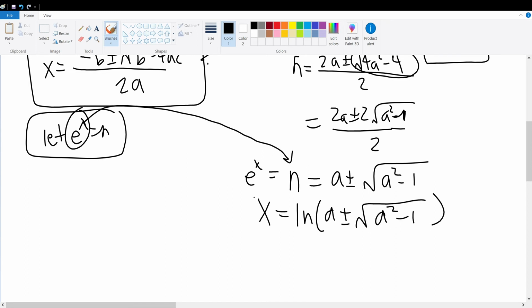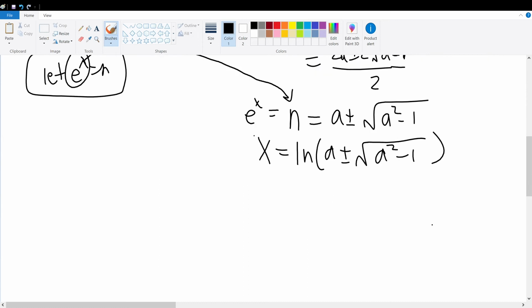But we are not done yet. We must argue whether we take the plus sign or the negative sign or both. To argue this, we must first analyze e to the x's range. What is the result of e to the x going to be within? Well, e to the x power, the result of this will always be greater than 0.